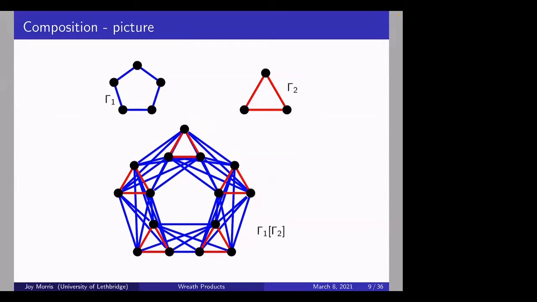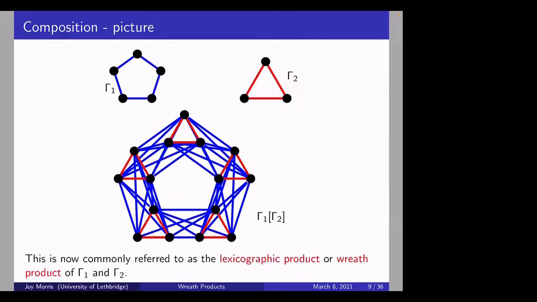And one of the reasons why it's called a wreath product, as well as the wreath product of groups, is maybe clear from this picture: if you do this on cycles, you end up getting something that looks a lot like a wreath sort of structure. Okay, so as I said, this is now usually referred to as either the lexicographic product or the wreath product of these two graphs rather than the composition of graphs. But Harari introduced it in this paper as the composition.